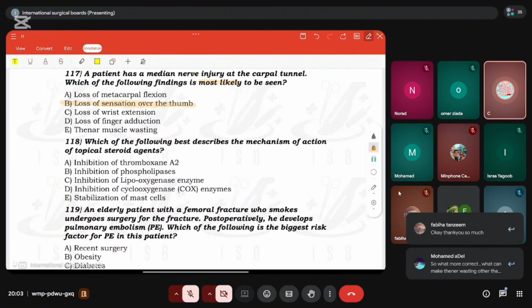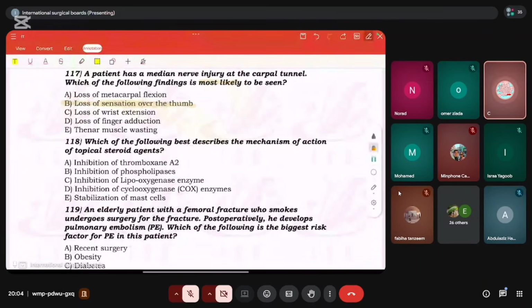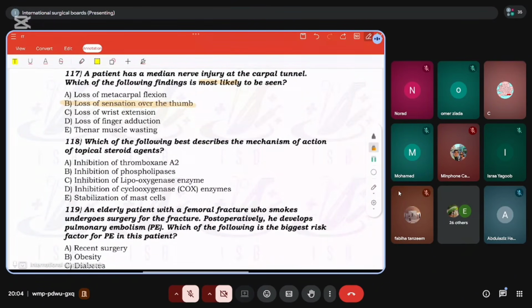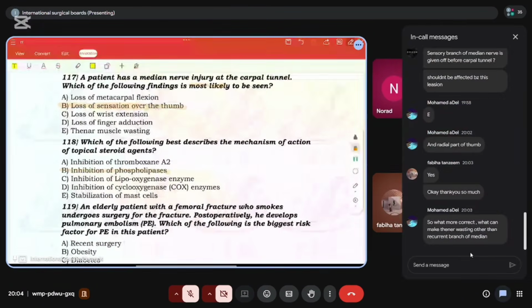Yeah. So which of the following best describes the mechanism of action of topical steroid agents? So I know this one because arachidonic acid is the precursor to inflammatory mediators, which is released by phospholipases. So inhibition of phospholipases would help reduce inflammation. Yeah, that is good. Very excellent. Yes, you have a comment, Dr. Muhammad. Let me see that.